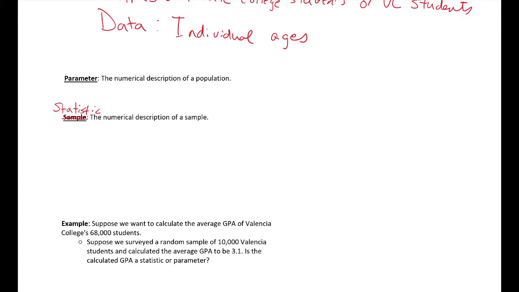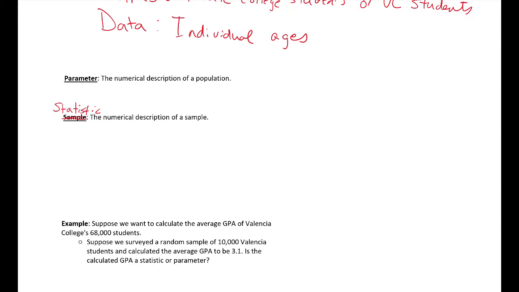For instance, if we find the mean age of all college students in Florida, or excuse me, in Orlando, and let's say that mean age is just 25. Well, that mean age of 25 is describing a population, therefore it would be called a parameter. On the other hand, if we're interested in finding the mean age of all college students in Orlando, and we look at just the students in Valencia College, and let's say that mean age is 22. Well, in that case, because we took a sample, that number 22 becomes a statistic.